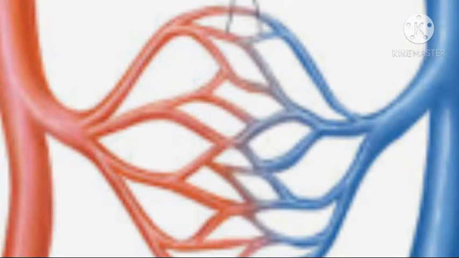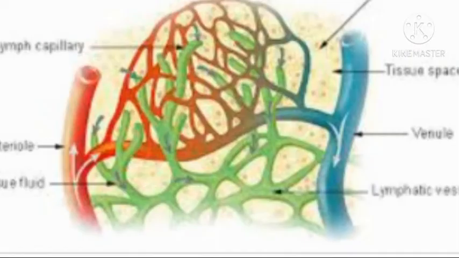The cells absorb oxygen and nutrients, that is the required substances, from this tissue fluid and in turn give back carbon dioxide and waste. Now students, the next one is the lymph. Some of the tissue fluid may be reabsorbed into blood vessels, but most of it enters another minute channel, and that is called a lymph.